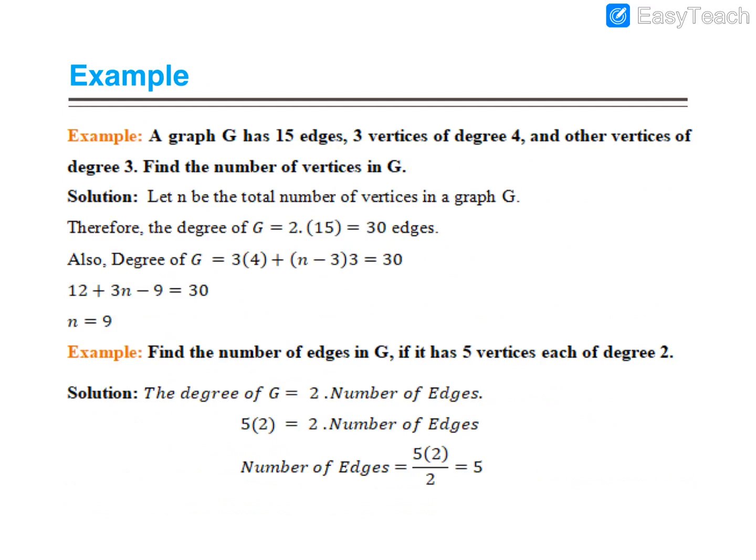So here we discuss some examples related to the theorems. Example 1: a graph G has 15 edges, 3 vertices of degree 4 and other vertices of degree 3. Find the number of vertices in graph G. So here we need to evaluate the number of vertices in a given graph G. First we assume that n is the total number of vertices in graph G.